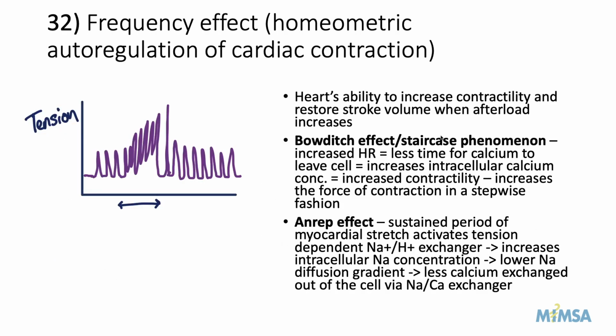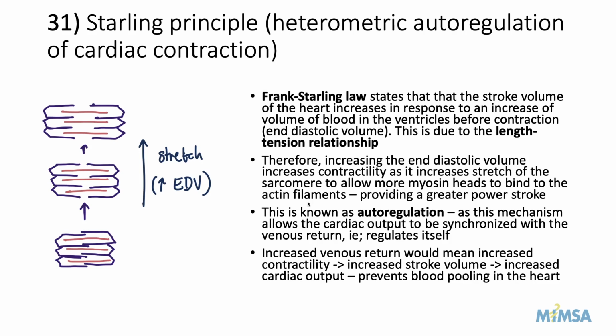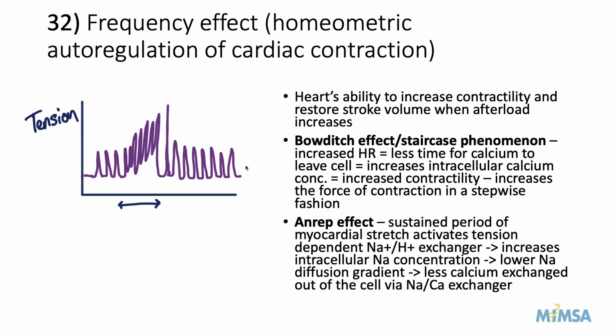So this is how the Anrep effect works. It activates these sodium-hydrogen exchangers, these sodium-hydrogen pumps. And it lowers the diffusion gradient and then less calcium exchanges out of the cell via the sodium-calcium exchanger. So that's also another way that the heart regulates itself when there's increased heart rate. This is known as the frequency effect. So these are the two autoregulated factors of the heart, the Starling principle and also the frequency effect.